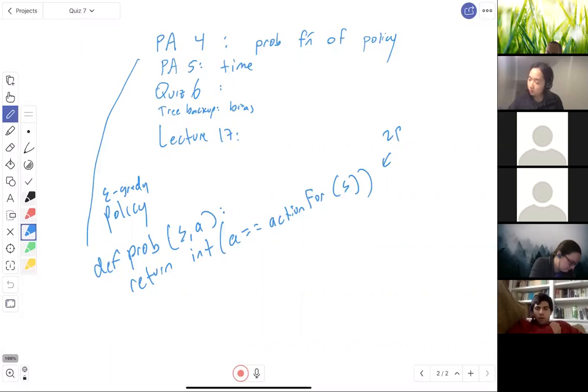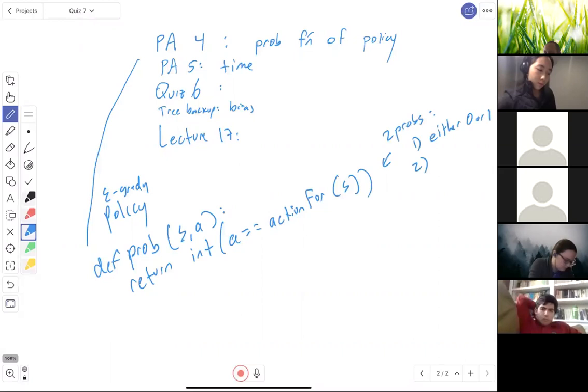Problem number one, it's either zero or one. So that's clearly not epsilon greedy. And problem number two is it's stochastic, right? When you call this over and over again with the same state and action, it may return different values. Sometimes it'll return zero, sometimes it'll return one, depending on what happens in action for s, which itself is probabilistic, right? Because it's rolling the dice to see whether it's greedy or it's exploring.